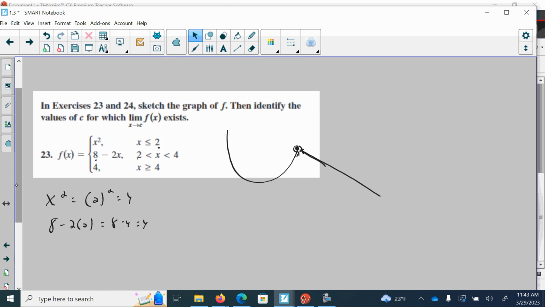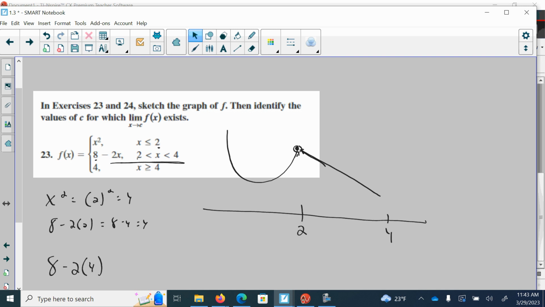Well, can I finish this one and then I'll go back? Sure. Then when I hit here, at 2 is where we have the change, and at 4 we have another change. If I put 4 in here, I'm going to have 8 minus 2 times 4, so 8 minus 8, which is 0. And that's going to be an open circle.